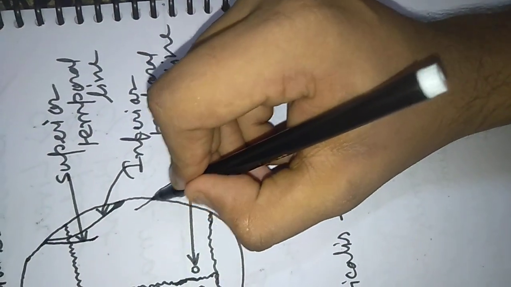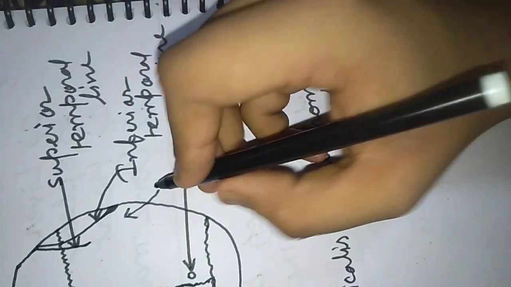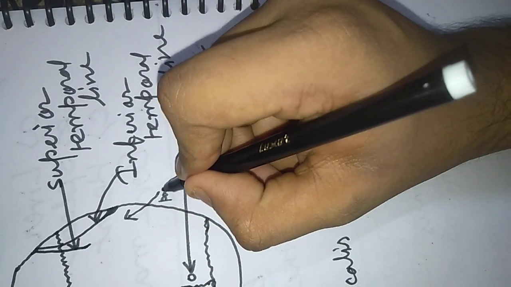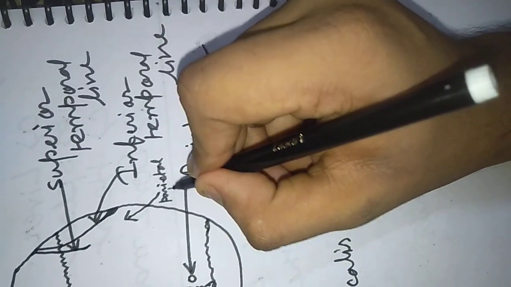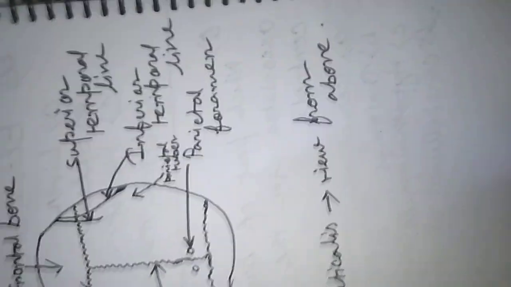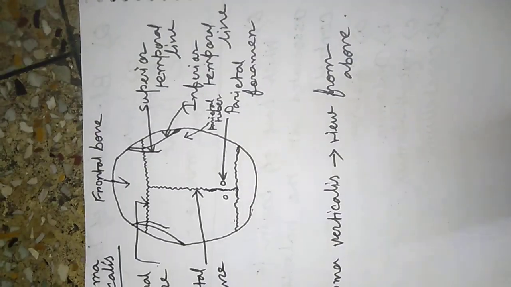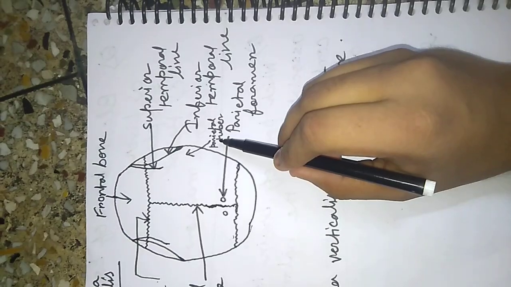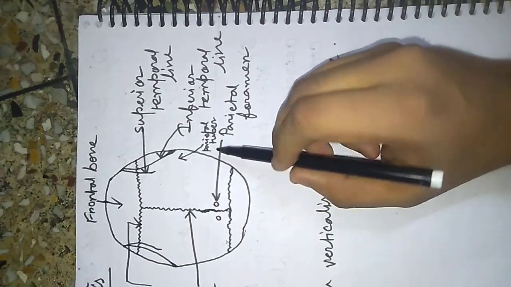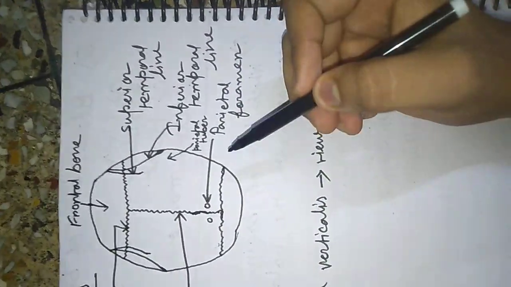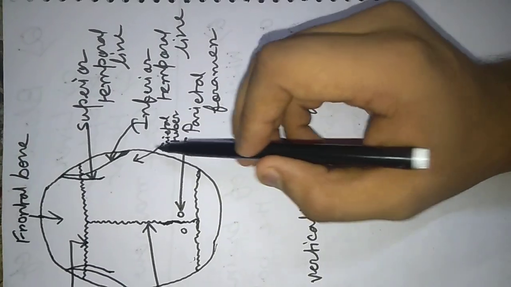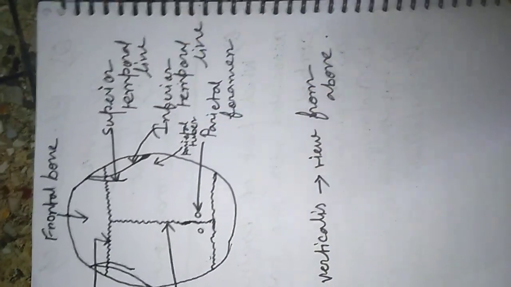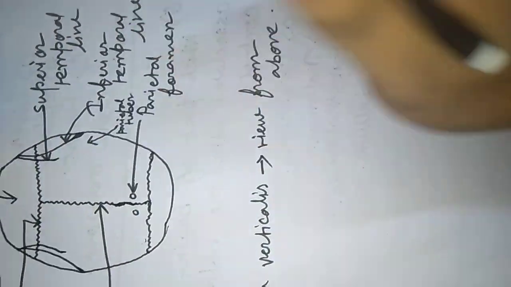And this part is called the parietal tuber. What is the parietal tuber? The area of the parietal bone which has the most convexity, the most convex part of the parietal bone.